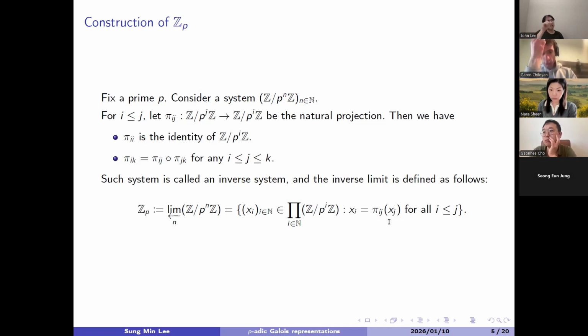So for example, if I take Z2, any element in Z2 should be an infinite tuple. But each element cannot be a random number, they need to respect this projection map. So for example, if my first element in Z2 is 1, then the second element cannot be 0 or 2 because 0 or 2 mod 2 is 0, not 1. So it should be 1 or 3. So it's like a branching out. If my first element is 1, the second entry should be a 1 or a 3, but nothing else.